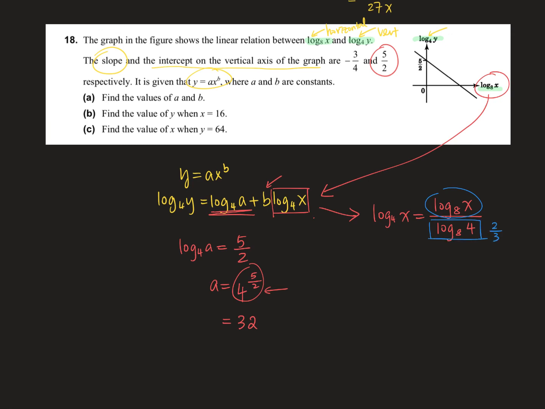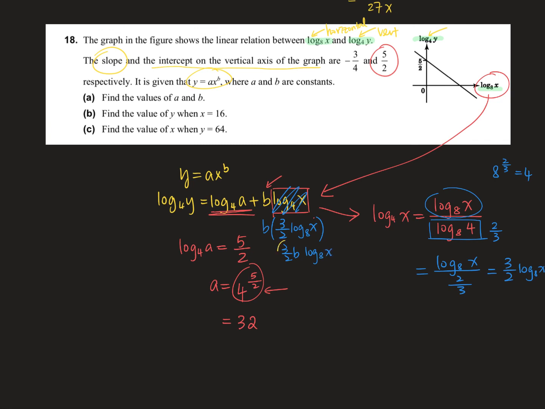It will be 2 over 3. Again, if you don't know what it is, you can use the calculator to help you, because 4 is 2 to the power 2, and 8 to the power 2 over 3 is 4. But this is in the denominator, so it means 3 over 2 log 8 base 8. So now this whole thing is replaced by 3 over 2 log x base 8, and we multiply that by b. So this whole term is becoming 3 over 2 b log x base 8.